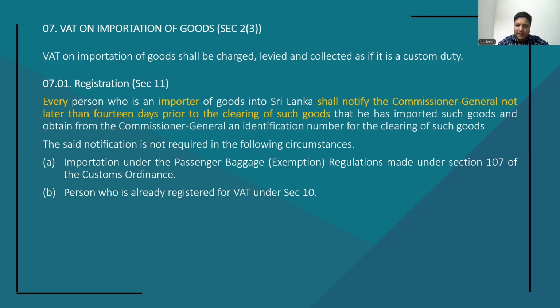Now we look at section 2B, which shall be charged on import of goods by any person. The person who is authorized to collect taxes when the goods are imported is the Director General of Customs, not the Commissioner General of Inland Revenue. So he is collecting taxes on behalf of the Commissioner General of Inland Revenue. So the Director General of Customs is the authorized person to charge or collect tax.